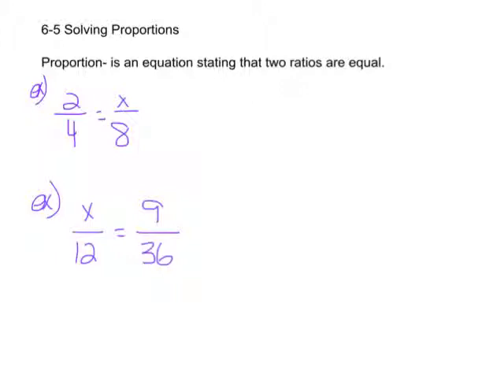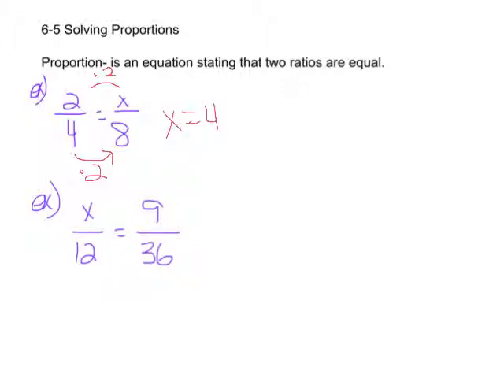So when I solve for x, the first way that I can solve for a proportion is saying, what is happening to 4 to get to 8? Well, they're multiplying by 2. So I can take 2 times 2 to get me x, so x must equal 4.